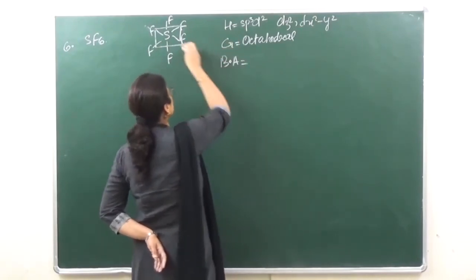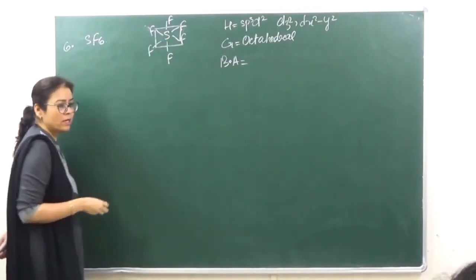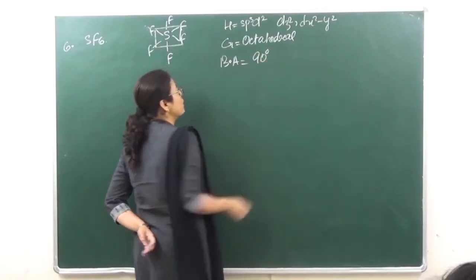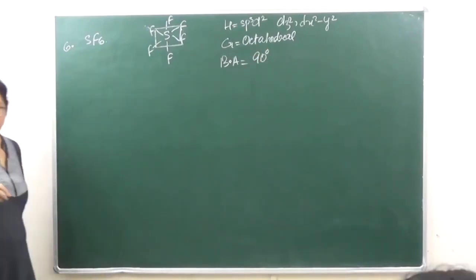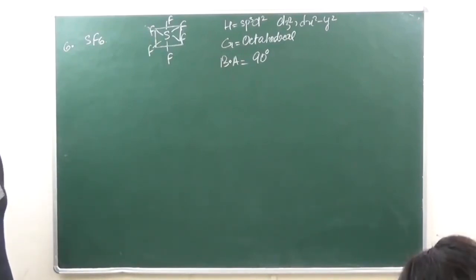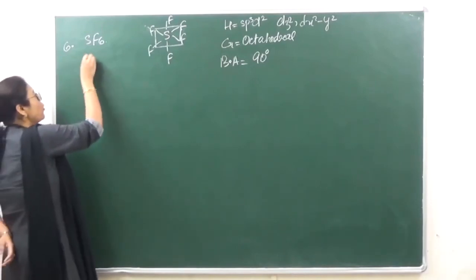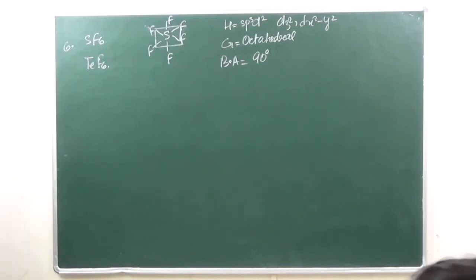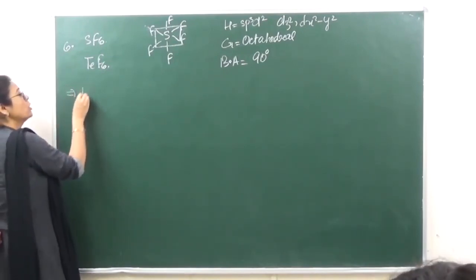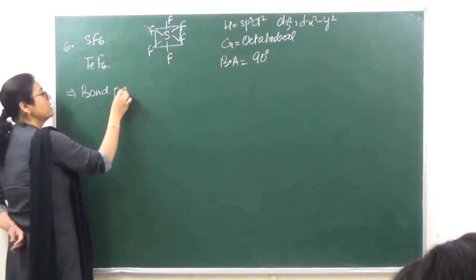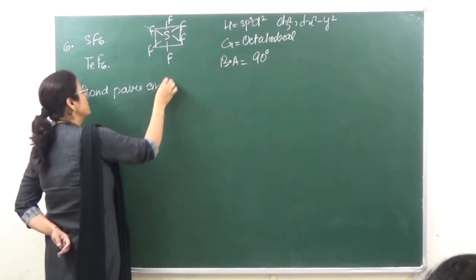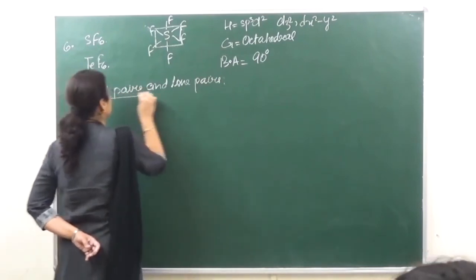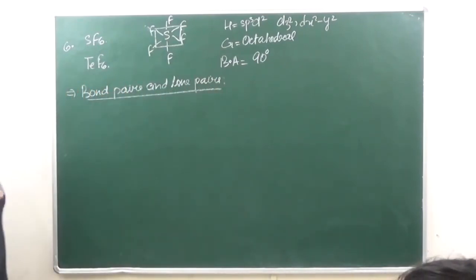All the bond angles here, you can see that there are 4 equatorial bonds and 2 axial bonds. But all bond angles are going to be equal to 90 degrees. Clear? This is SF6. Other examples which we can take over here is that of TeF6. Right? Then second we go to the molecules having both bond pairs and lone pairs. Okay?